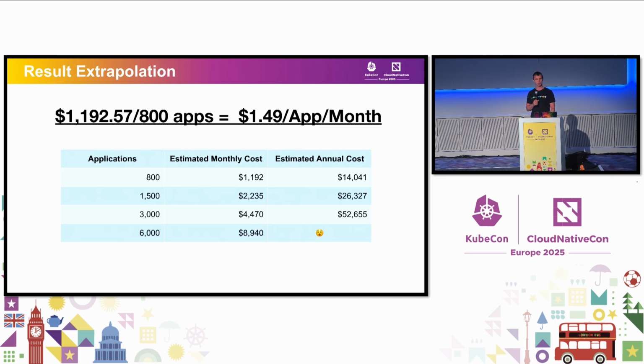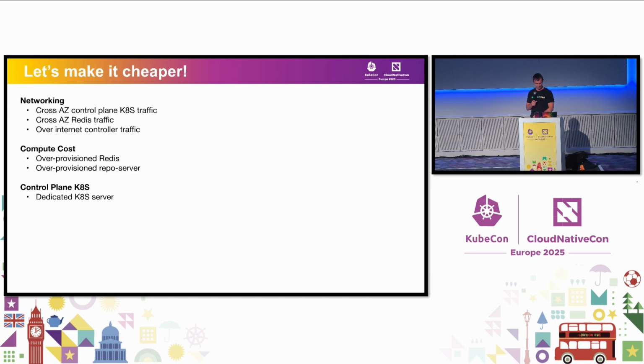My main goal here is to convince you that at large scale, when you manage 6,000 applications, which usually translates to close to 100 clusters, the control plane becomes quite costly. It's comparable to the salary of an engineer, and it does make sense to start worrying about reducing the cost.